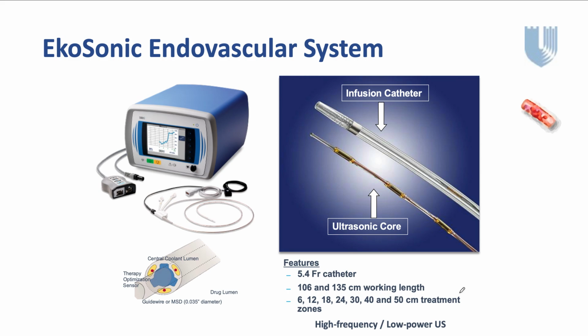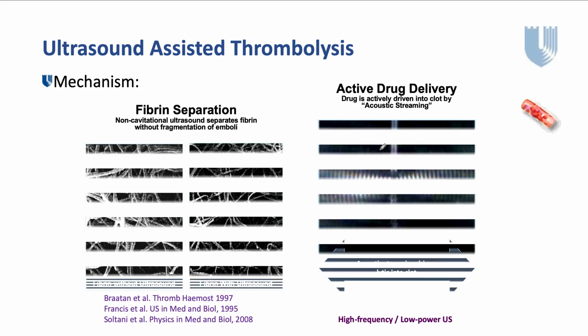This is an example of a device that we have used significantly over the last 2 to 3 years. It's called the Echosonic Endovascular System, or EKOS catheter, which incorporates an ultrasound core beam catheter that is inserted in both pulmonary artery branches with an infusion catheter in place.